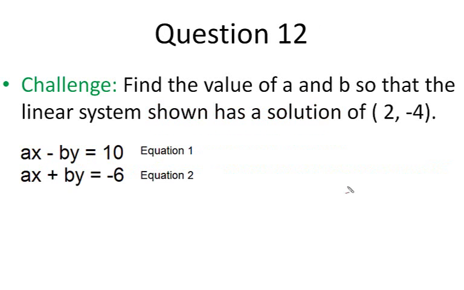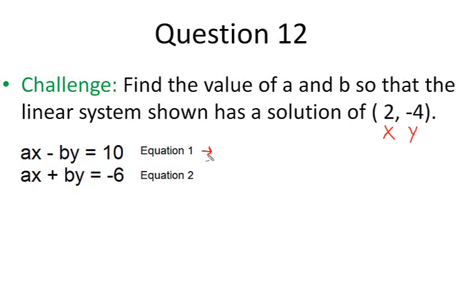Question 12, we did one of these in class, but I'm going to help you set this one up and I'll let you solve it from there. So it says, challenge, find the value of a and b so that the linear system shown has a solution of 2, -4. So what they're saying is if it has a solution of 2, -4, that means when I plug this in for x and y, these will both be true. So I'm going to do exactly that. I'm going to plug these in for x and y.